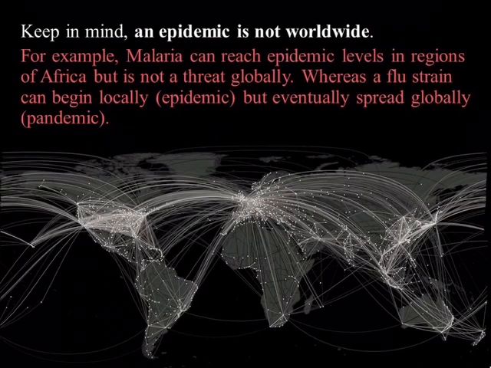Epidemics are not worldwide. Some examples of this are malaria. Malaria is really a terrible disease in Africa, but it's not a threat in other parts of the world. Flu strains can begin in one area as an epidemic, but can grow into a pandemic. That happened in 1918, really severe flu.